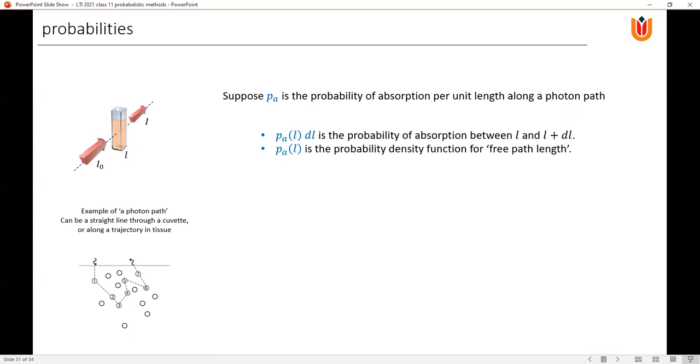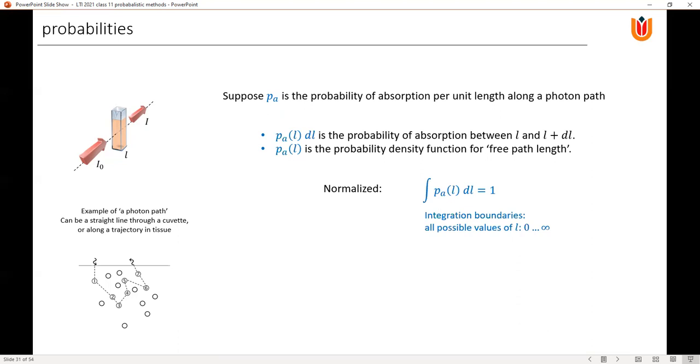Then, if PA is the probability of absorption per unit length, then PA of L times DL is the probability of absorption between L and L plus DL. That was the definition of the PDF. You could also interpret that as PA of L being the probability density function of a free path length, so the length that the photon will take before it is absorbed. So, just different ways of looking at it.